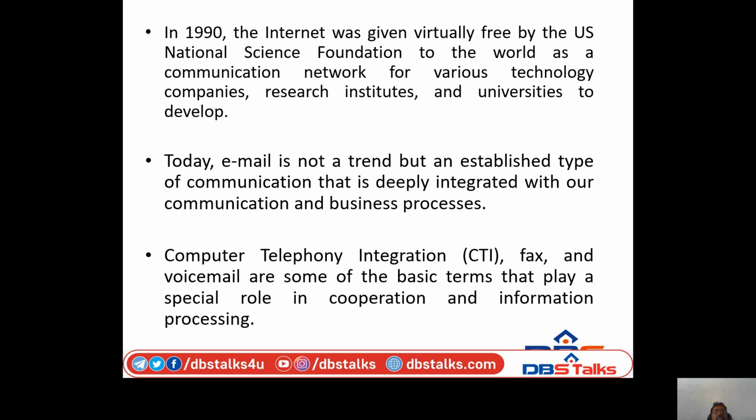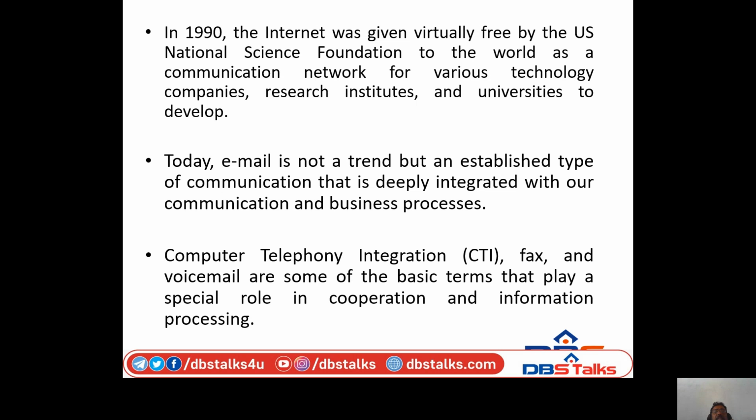In 1990, the internet was given virtually free by the US National Science Foundation to the world as a communication network for various technology companies, research institutions, and universities to develop.